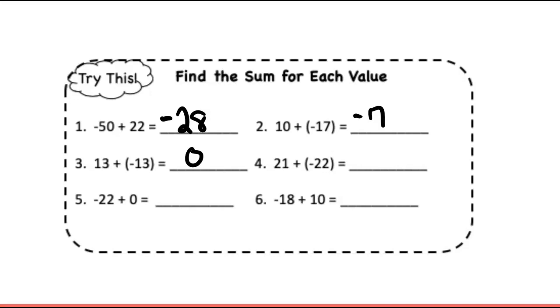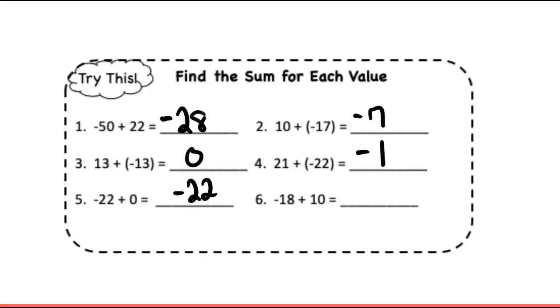Number 4, 21 plus negative 22. Okay, I subtract my absolute values. 22 minus 21 gives me 1. And I keep the sign of the larger absolute value. 22 is a larger absolute value, so I have a negative 1 as my answer. Number 5, negative 22 plus 0. I'm adding nothing, so it just stays negative 22.